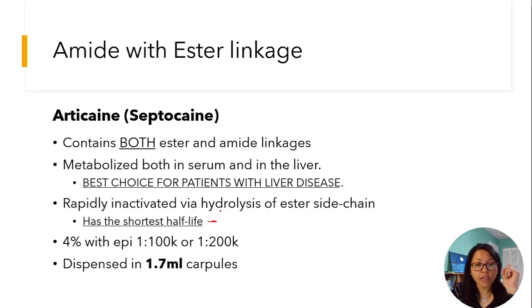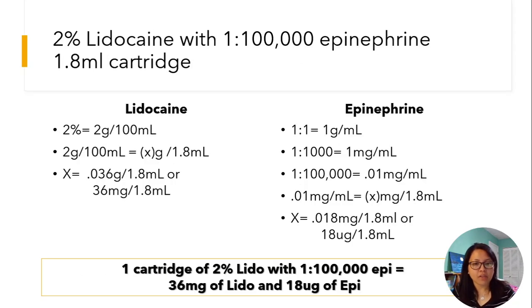And articaine, potency-wise, is 4%, with epi 1:100,000 or 1:200,000. Another thing that makes articaine special is that among all your local anesthetics, it's the only one that's dispensed in 1.7 ml carpules. All of your other local anesthetics, your amides, are dispensed in 1.8 ml. So it's usually 1.8 except for articaine. All right, next.